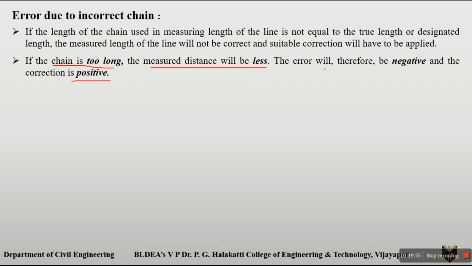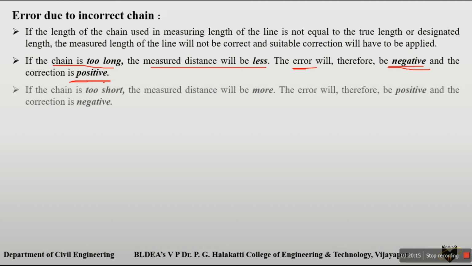Whatever the error is, it is negative, meaning our recorded distance will be a lesser value. That's why we take the error as negative. For correction, we have to add with respect to the error, so the correction is positive. Similarly, if the chain is too short, it is vice versa. The measured distance will be more, the error will be positive, and the correction is negative.